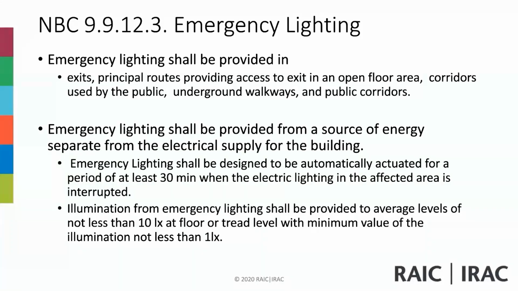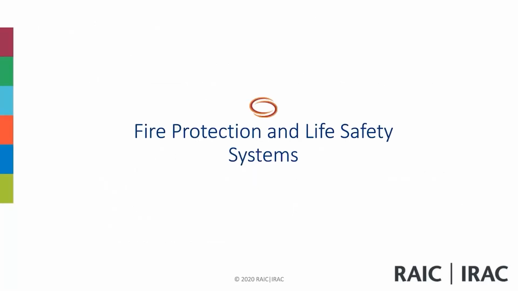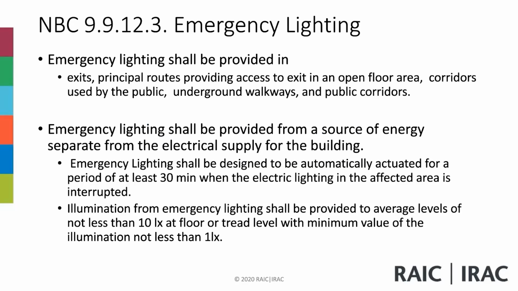So we said the emergency lighting needs to be provided in exit principal routes providing access to exits in open floor areas, corridors used by the public, underground walkways, and public corridors. Emergency lighting shall be provided from a source of energy separated from the electrical supply for the building. Emergency lighting shall be designed to be automatically actuated for a period of at least 30 minutes when electrical lighting in an affected area is interrupted. And the illumination level is an average of not less than 10 lux at floor level and not less than 1 lux minimum value. So this is emergency lighting.